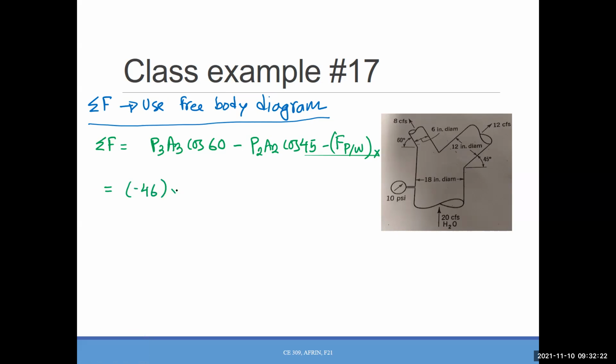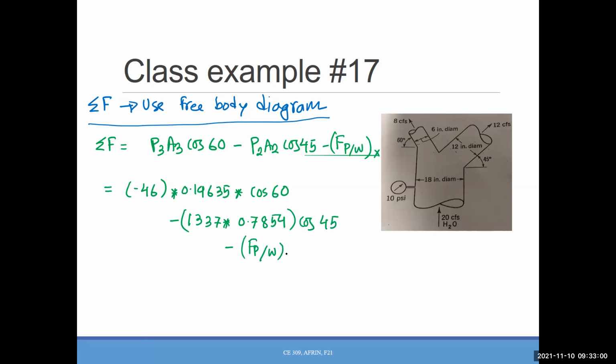Okay. So what is the value of P3? Negative 46 and A3 is 0.19635 cosine 60 minus P2 is 1337 multiplied with, from where I'm getting all of these values, PA, it's actually given. So from that point, I'm doing that. I don't know anything about PW, so I will just keep that as it is. So what you will do, you will give me the number for first two terms, okay? That will be unknown here because I don't know. That's why I just kept as it is. That is the final thing we need to calculate actually.